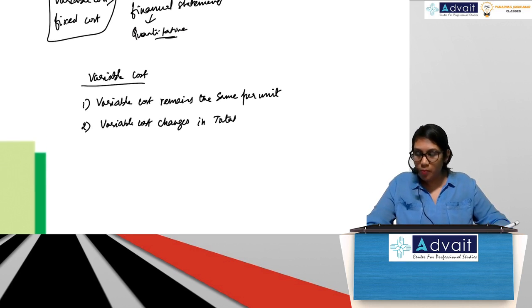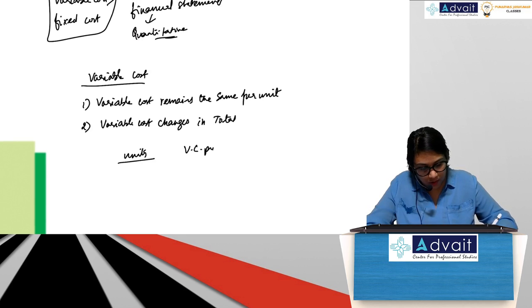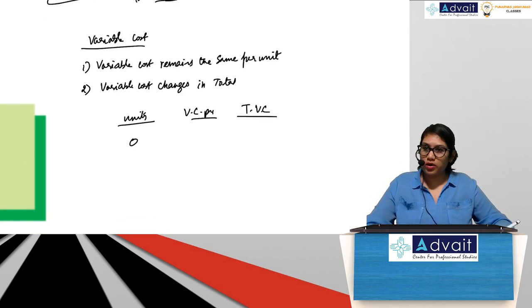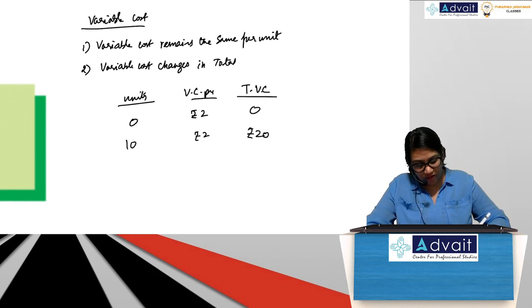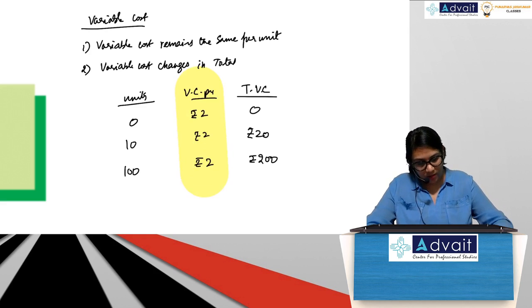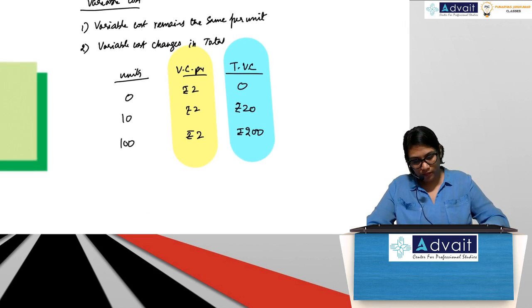Guys, correct? Suppose I'm manufacturing, so let's put units here. Let's put variable cost per unit. Let's put total variable cost. Let's say I'm manufacturing 0 units. Let's say my variable cost was rupees 2. So total will be 0. If I'm manufacturing 10 units, variable cost per unit is 2 rupees. How much will the total be? 20. If I'm manufacturing 100 units, variable cost is 2 rupees. What will my total be? 200. Correct? So what do you see here? Variable cost per unit remains the same. Variable cost in total changes. Okay. Next.